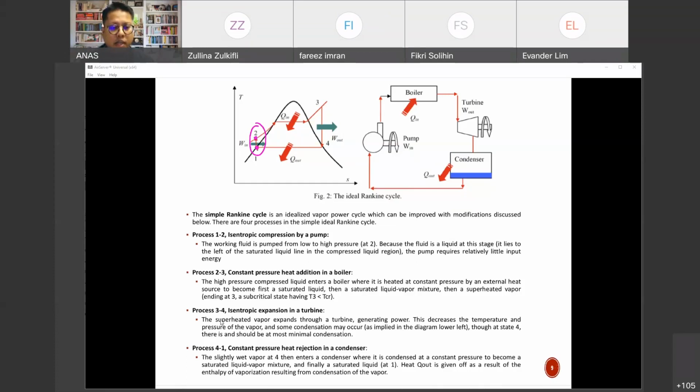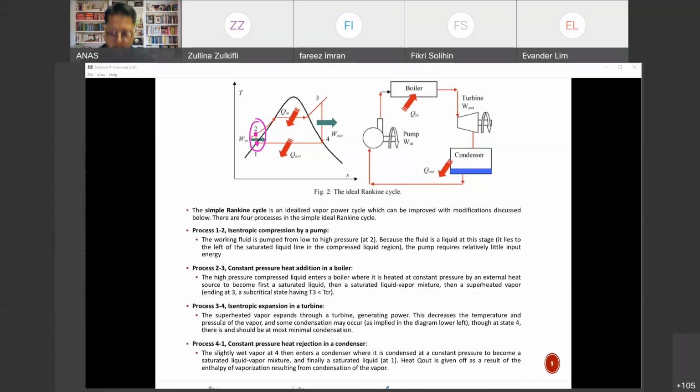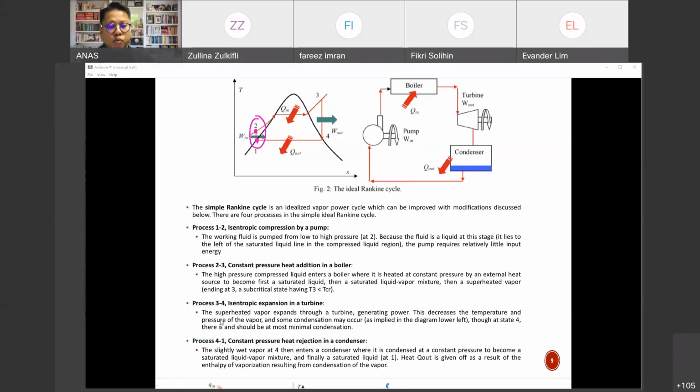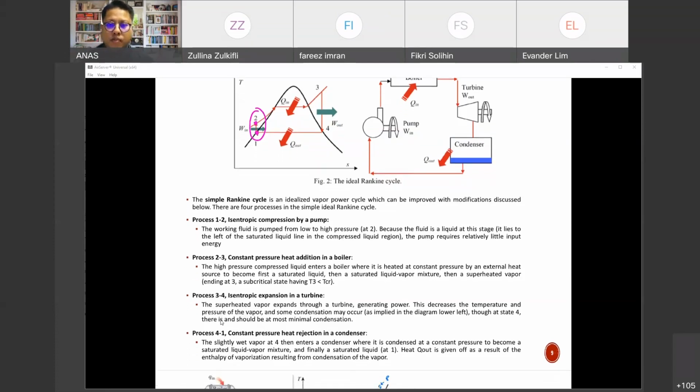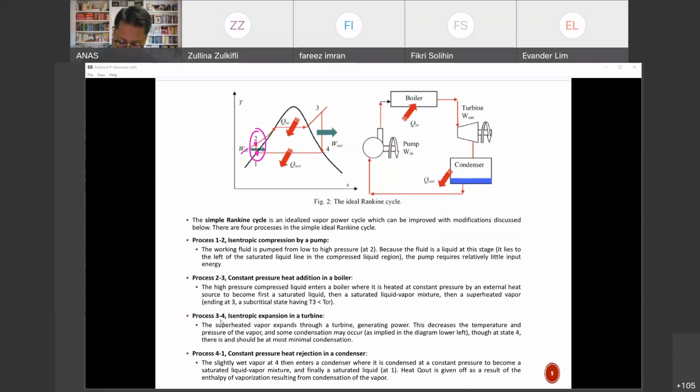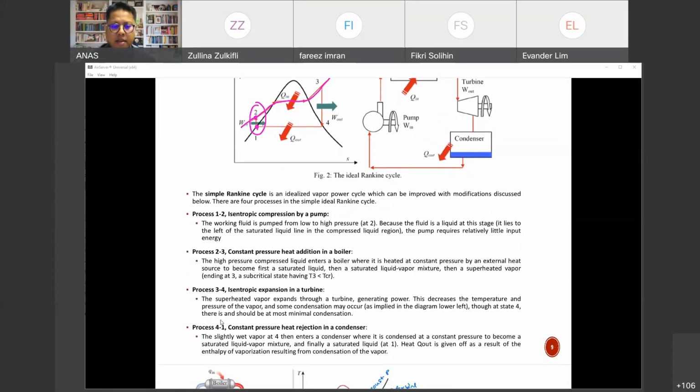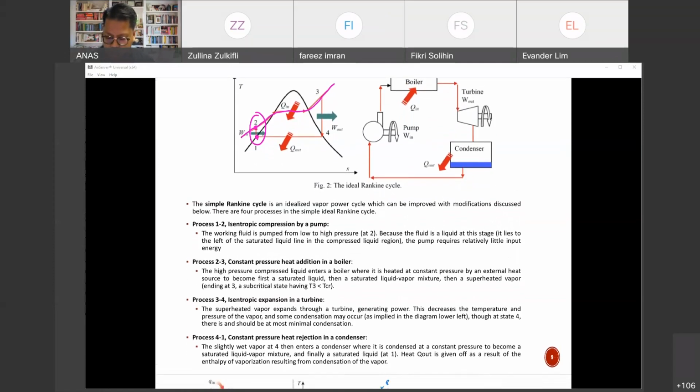because from 1 to 2 is 100% liquid. And for process 2 to 3, the boiler process is now being replaced by a process of Q in. So it follows this line 2 to 3 at a constant pressure process. All right, and finally for the turbine and condenser, it's pretty much the same as we discussed.